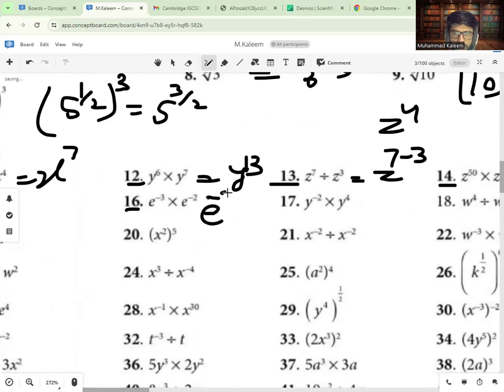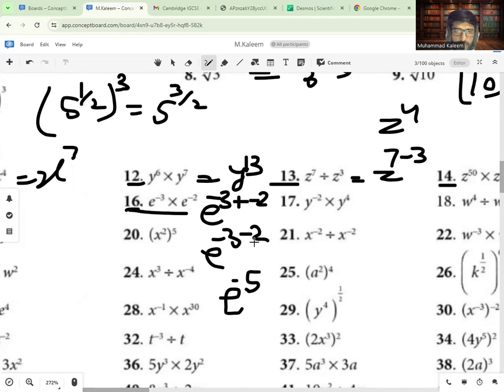So -3 plus -2. Whenever we are getting two signs together, it means that there is a times between the signs. So positive times negative will become negative. So for -3, -2, we don't have to do subtraction here. Both have the same sign, so it means that we have to do addition. So their sum will be equal to -5. So e raised power -5 will be the answer of question number 16.